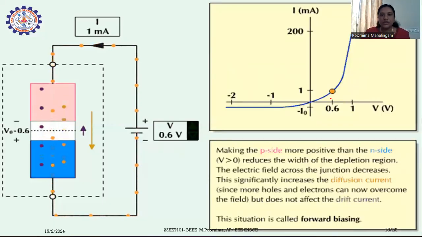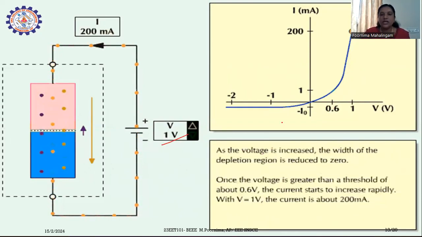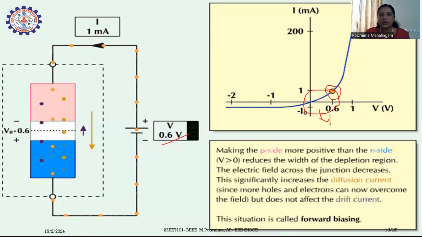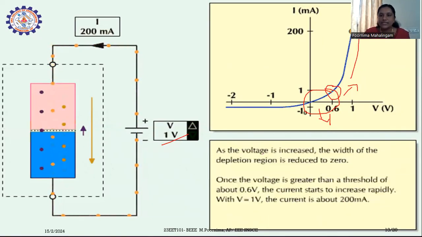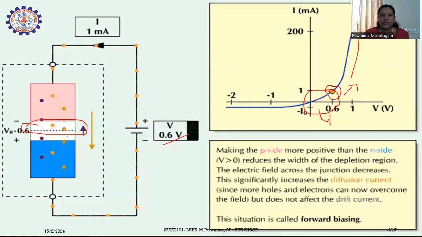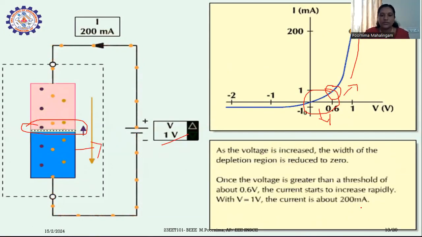Here we can see what happens. For example, up to 0.6, there is no current flow, or only a minimum amount of current flow. After 0.6, there is a breakdown, and after the breakdown there is a drastic increase in current. In the positive half cycle, the depletion layer breaks down. After 0.6, the breakdown occurs. This is forward bias.